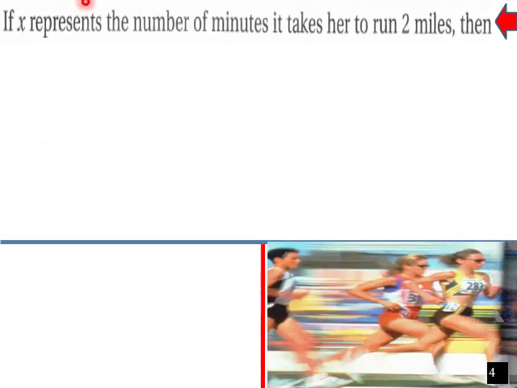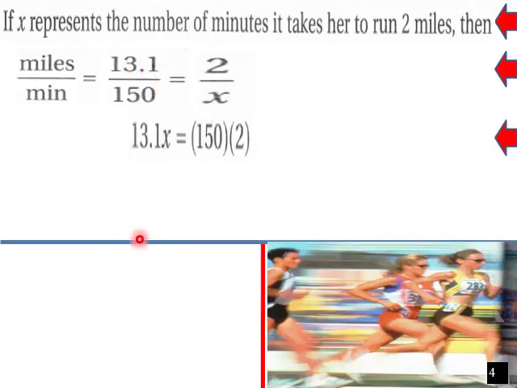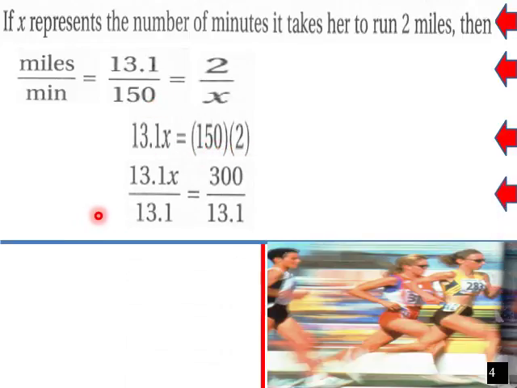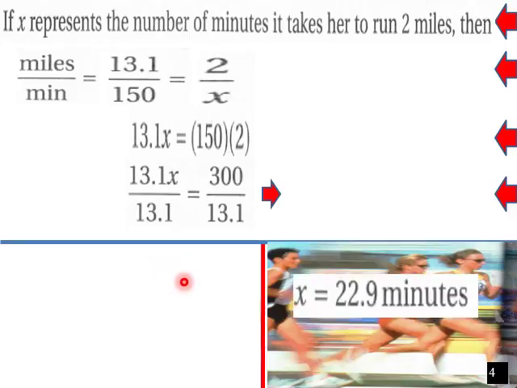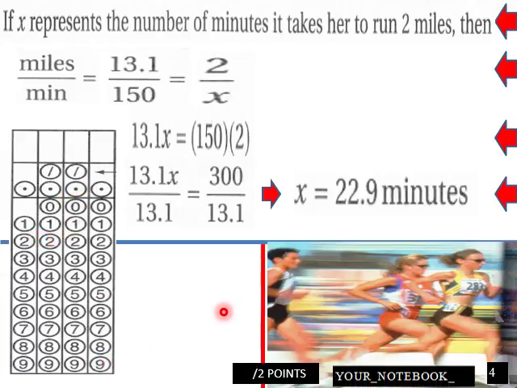Okay, here we go. We're continuing with this example. If X represents the number of minutes it takes her to run 2 miles, then miles over minutes equals 13.1 over 150, which equals 2 over X. So we've got a proportion here. 13.1X equals 150 times 2. 13.1X equals 300, so X is about 22.9. And 22.9 would be your fill-in on your grid-in.